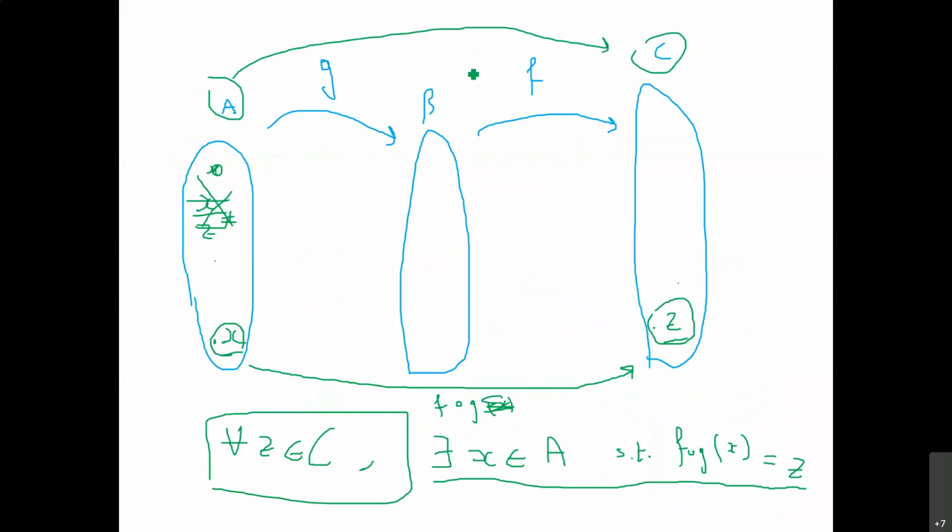Like you can imagine B doesn't exist because F round G doesn't see B, it's working from A to C. Okay. So you have to be careful what's your left-hand set and your right-hand set. What's your pre-image and what's your image.